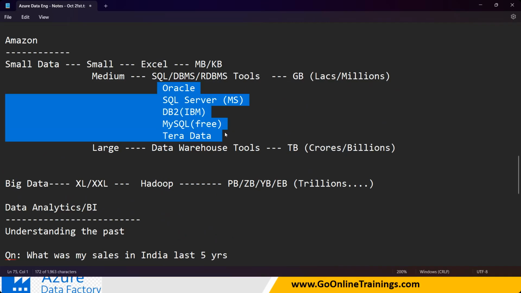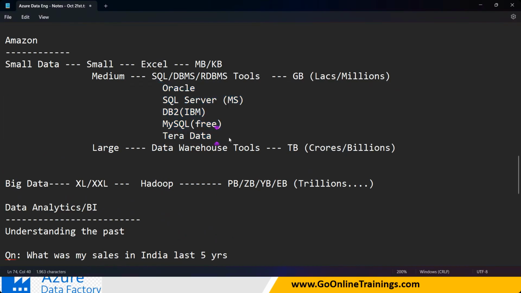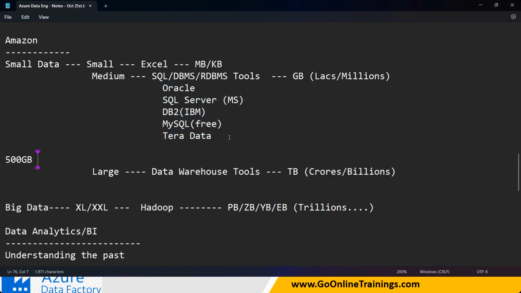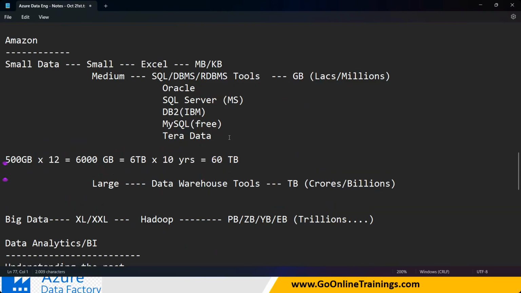Am I clear? Suppose every month you're getting 500 GB of data. For 12 months, 500 GB into 12 months, it will become 6,000 GB. It will become 6 terabytes of data. If I want to store 10 years of data, it will become 60 terabytes of data. Normal systems cannot store this data. You will be able to store this kind of data in your large databases.